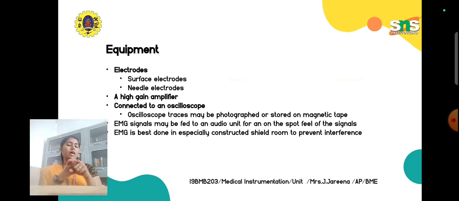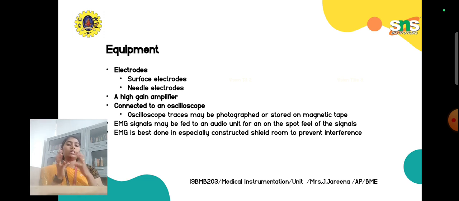And you have some other design considerations in order to remove some kind of interference. For that you have to go with some isolation circuit. Okay, these are the basic things you have to consider when you are working on the equipment. First is the electrode, second is choosing the type of amplifier, third is what type of display unit you are using, that is an oscilloscope or CRT, whatever it is. And fourth, you have the additional feature of hearing by means of an audio unit, so that one can feel the sound of those signals.